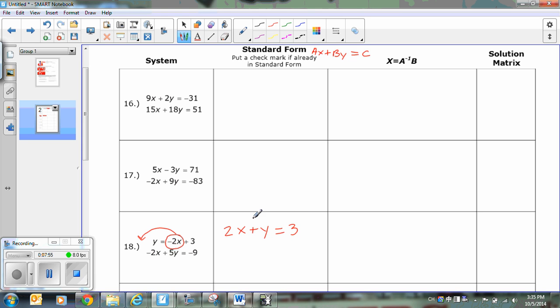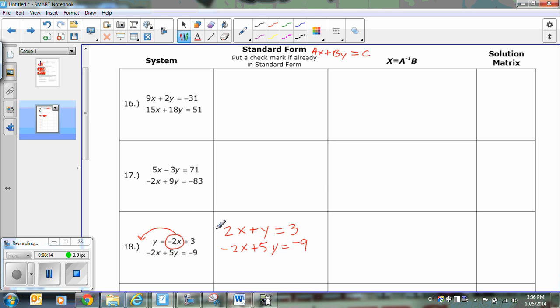All right, that gets our first equation in standard form, and if you take a look at the second equation, it already is in standard form. It has an x term and then a y term on the left, and your constant term on the right side of the equal sign. So let's rewrite that. Negative 2x plus 5y is equal to negative 9.